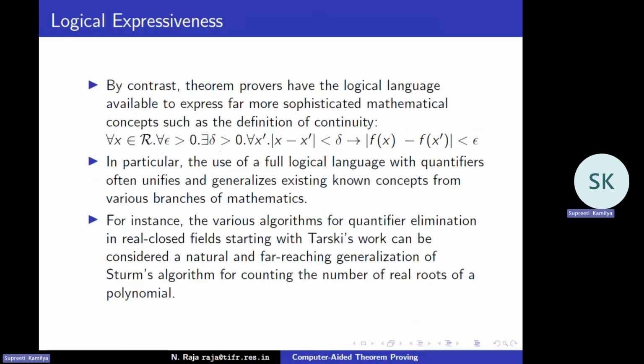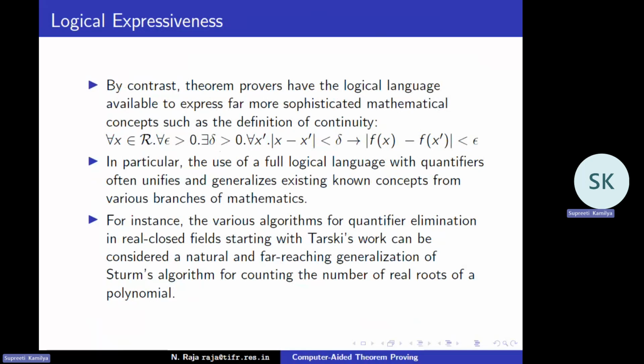On the other hand, theorem provers have a very sophisticated mathematical language, and you can write down things like the epsilon-delta method for continuity. So what we have is a full logical language with quantifiers, which unifies and also generalizes existing known concepts from various branches of mathematics. So this is a major difference between computer algebra and theorem provers, where theorem provers have a more expressive language.